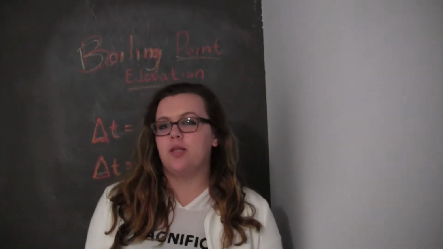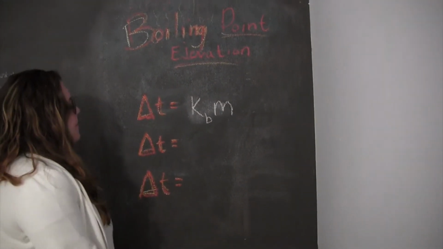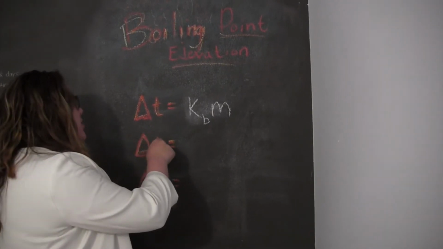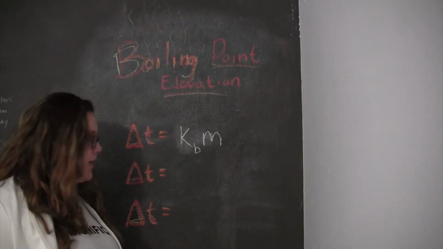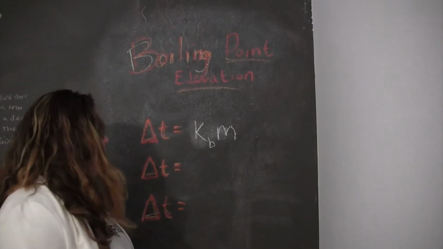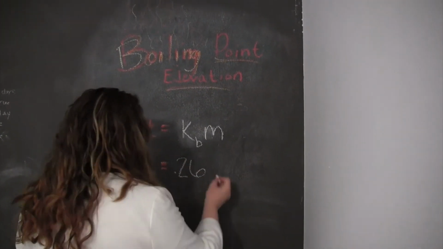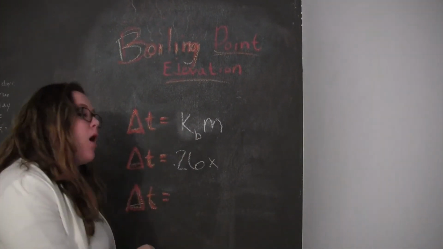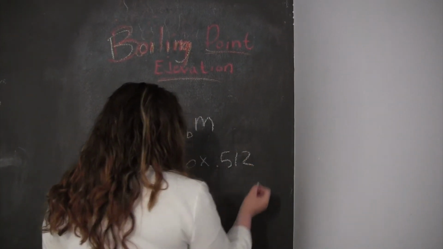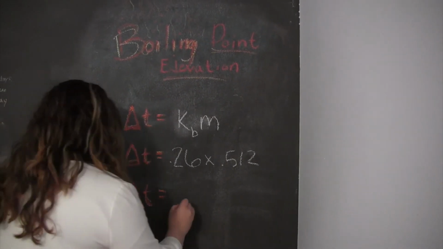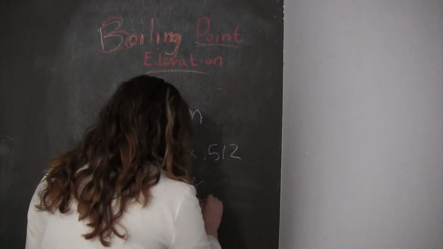Now we're going to calculate boiling point elevation. It's very similar to freezing point depression, where delta T is still equal to the change in temperature and m is still equal to molality, but we use K base B instead. So we can use the same molality from the last problem, which was 0.26, and we're going to multiply that by K base B of water, which is 0.512. Multiplying those together, we get 0.13 degrees Celsius as the change in temperature.